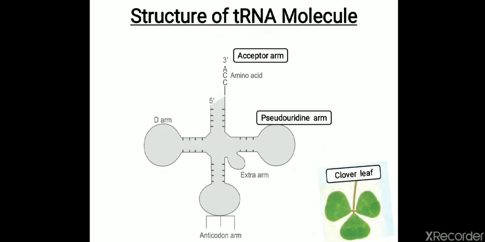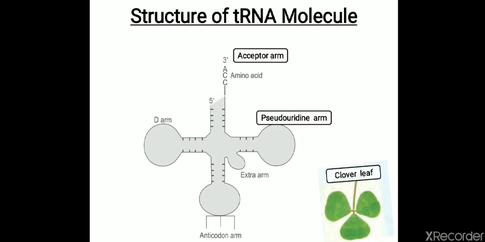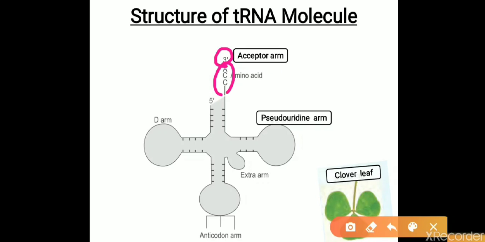So this secondary structure of tRNA molecule has 4 arms. One is known as acceptor arm, the second one is known as anticodon arm, the third one is D arm, and the fourth one is pseudo-uridine arm. So tRNA is a single strand molecule. One end is a 5' end, and the other end is a 3' end. And at this 3' end, this tRNA molecule has a specific sequence, which is known as CCA sequence.